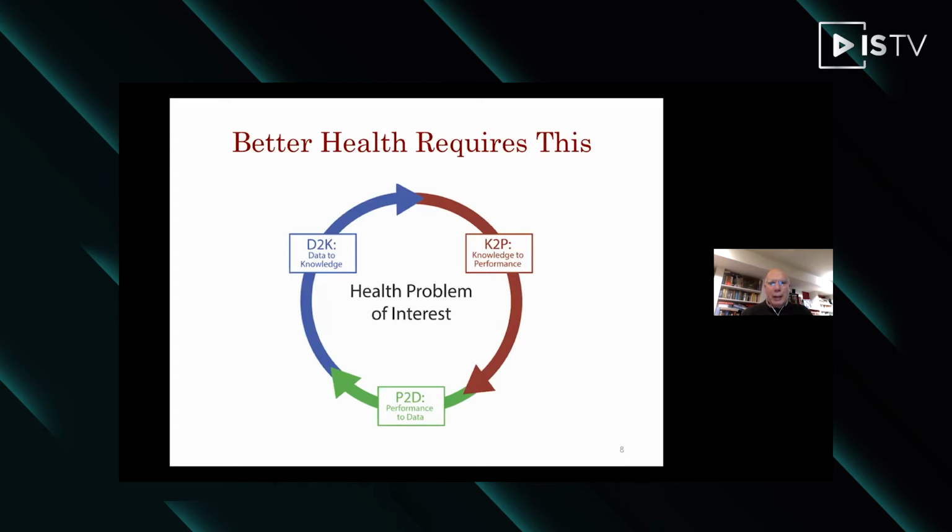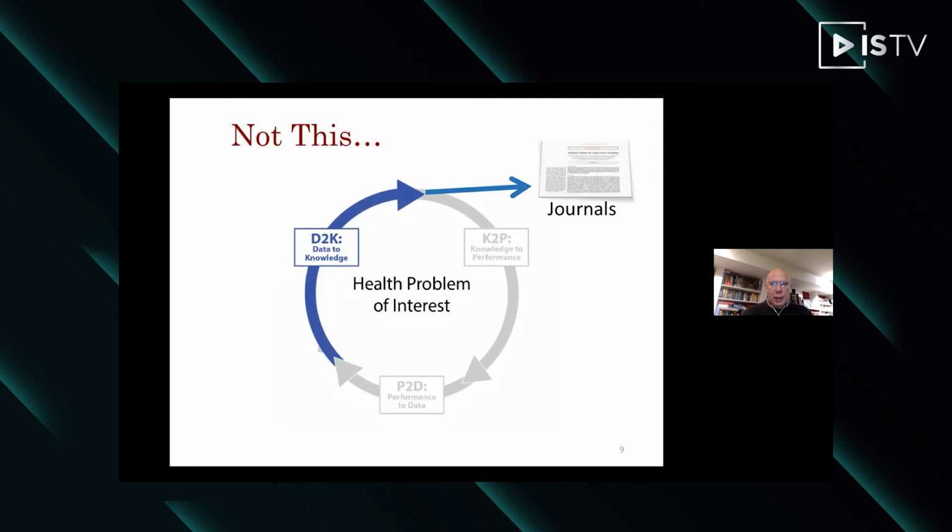So the takeaway from what I just said is that in the view of learning health systems, better health requires these complete cycles of performance to data, P to D, data to knowledge, D to K, and knowledge to performance, K to P, and back to P to D.